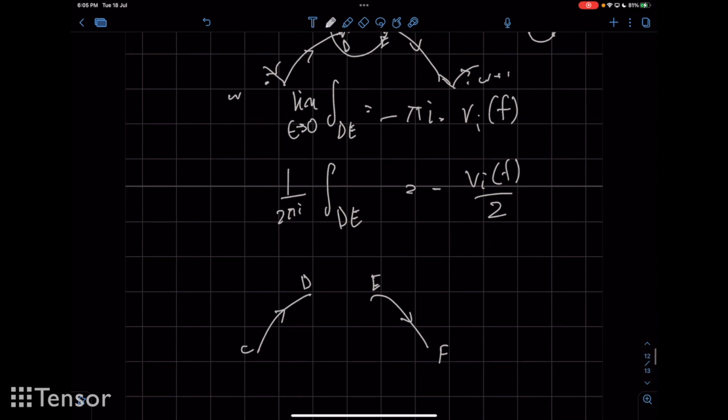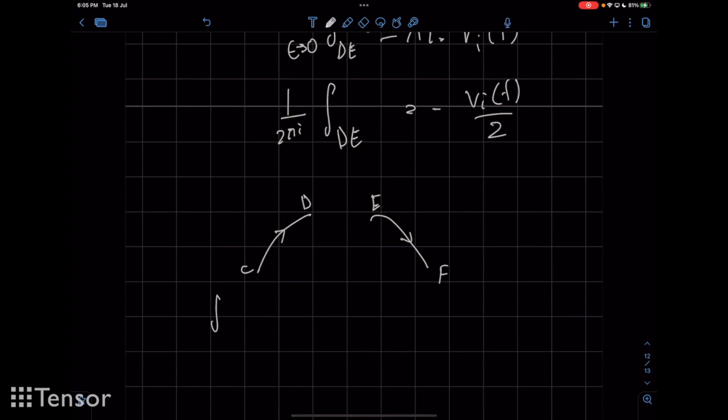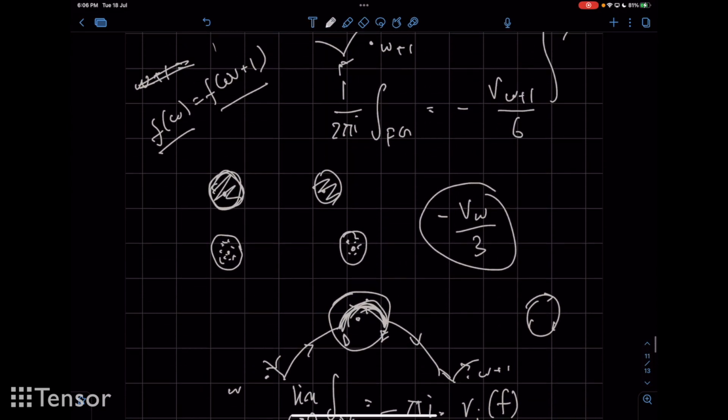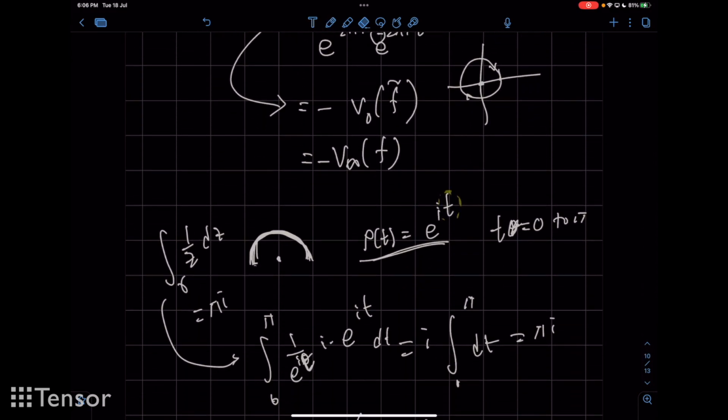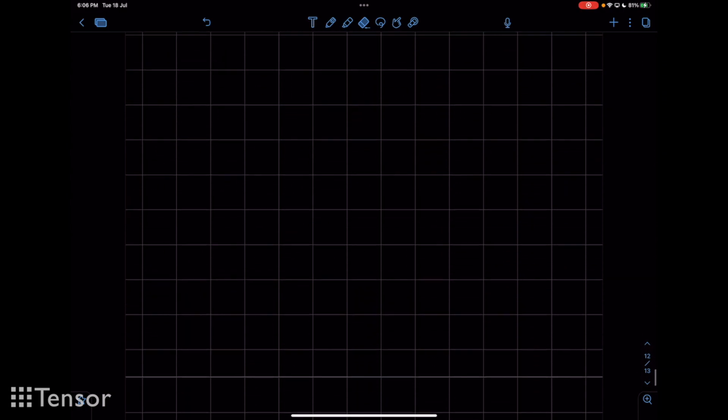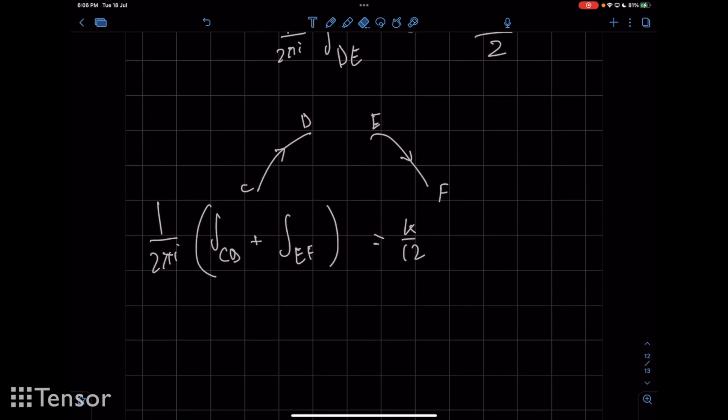So essentially, we need to show that the integral over CD plus the integral over EF, if we divide it by 2 pi i, gives k over 12. We just need to show this one, right? Okay. It should be minus. No, k over 12 is on the other side of the equation. So, yeah, I think it's correct.